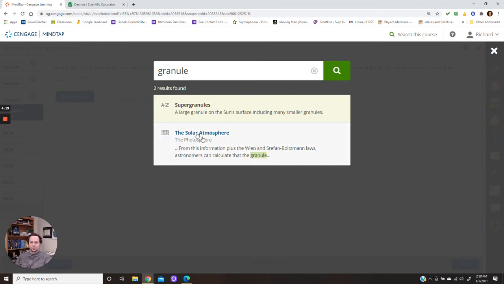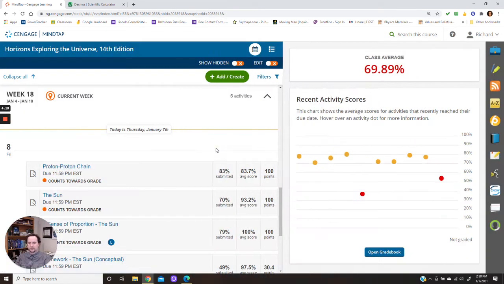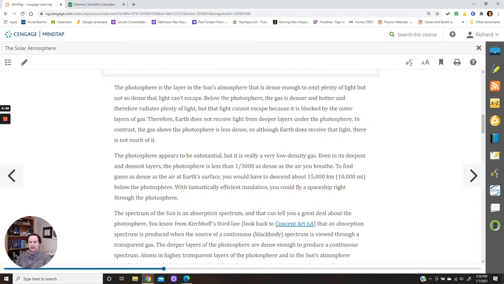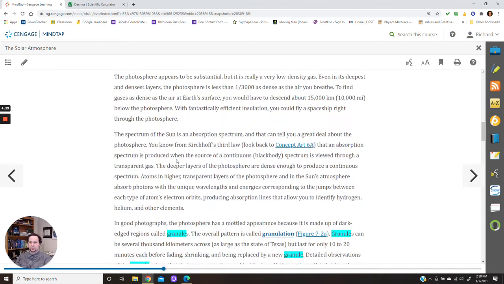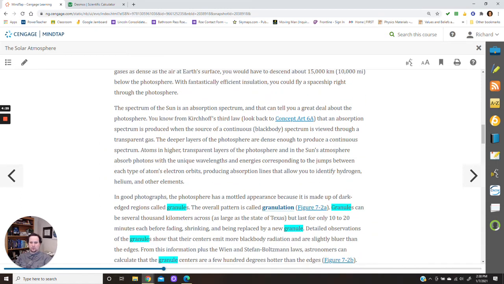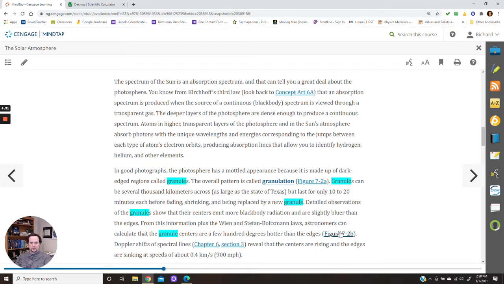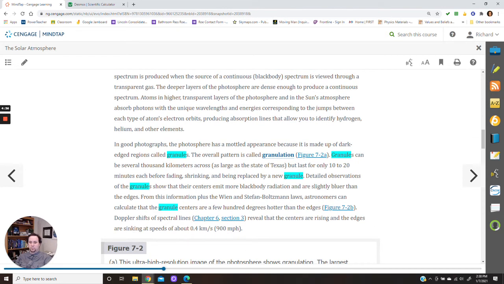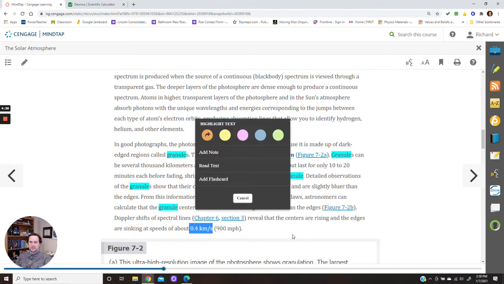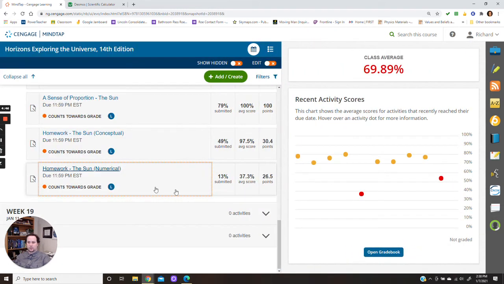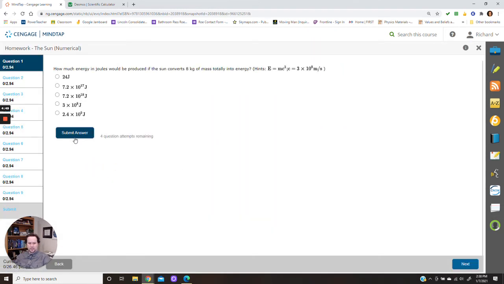When I search for granule, I get only one spot where it's mentioned in the book, in the solar atmosphere. If you scroll down, it'll highlight the term, so I can scroll pretty fast and it'll show me where it's at. Granules can be several kilometers across. Centers are hotter than the edges. We're getting close. Centers are rising and the edges are sinking at speeds of 0.4 kilometers per second, right there in the yellow. So 0.4 kilometers per second, and we'll come back to it.